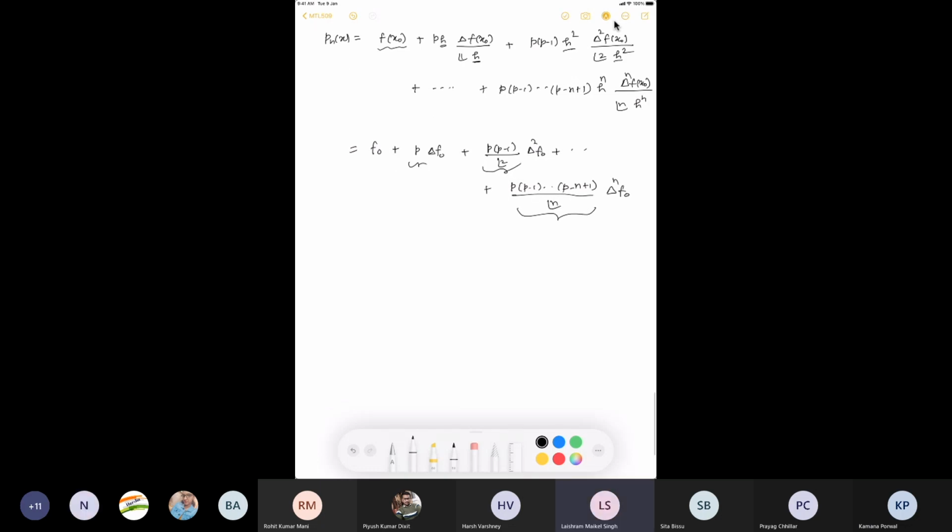Binomial coefficient. Yeah, so these are the binomial coefficients. If you observe these, p(p-1)...(p-k+1) divided by factorial k is nothing but factorial p divided by factorial k into factorial (p-k). So these are the binomial coefficients.